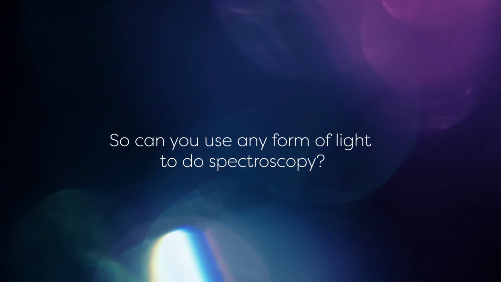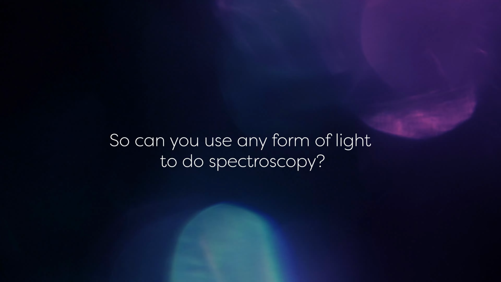So can you use any form of light to do spectroscopy? Essentially, yes, but to understand how any portion of the electromagnetic spectrum interacts with matter, be that high energy gamma or X-rays, or through the UV, visible, infrared and beyond, ideally we want to be able to use just a specific wavelength or narrow band of wavelengths.